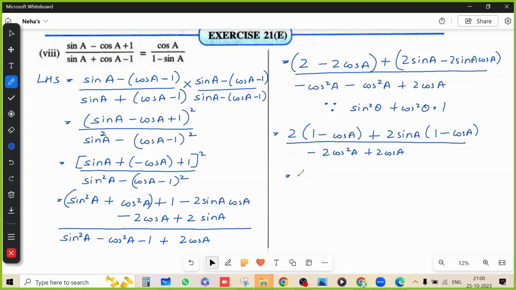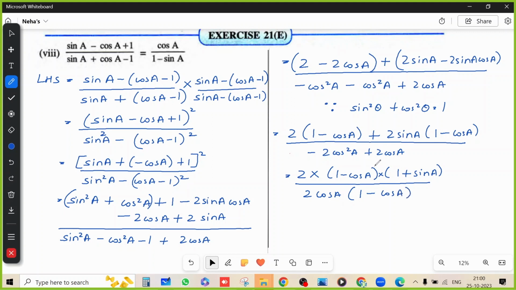Now we can write the numerator as 2 again can be taken as common. So this will become 2 into 1 minus cos A into 1 plus sine A. This is divided by 2 can be taken as common along with cos A from both the terms in the denominator. So this will become 1 minus cos A.